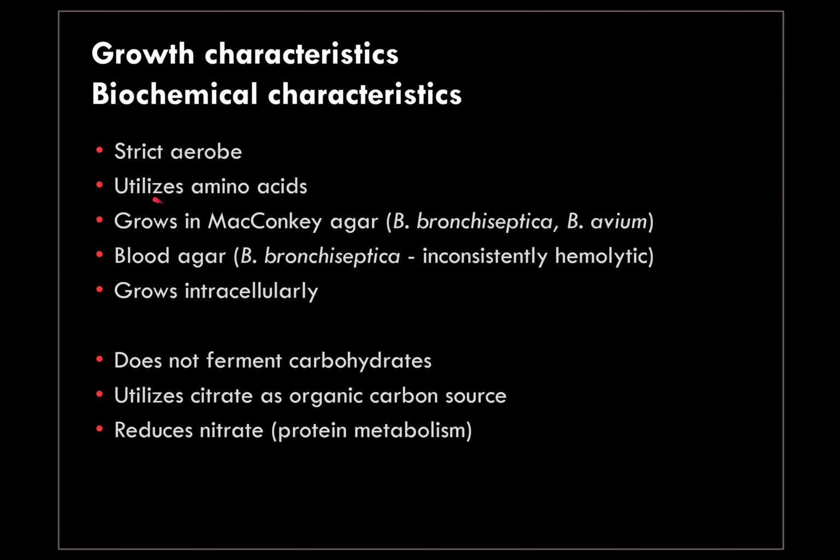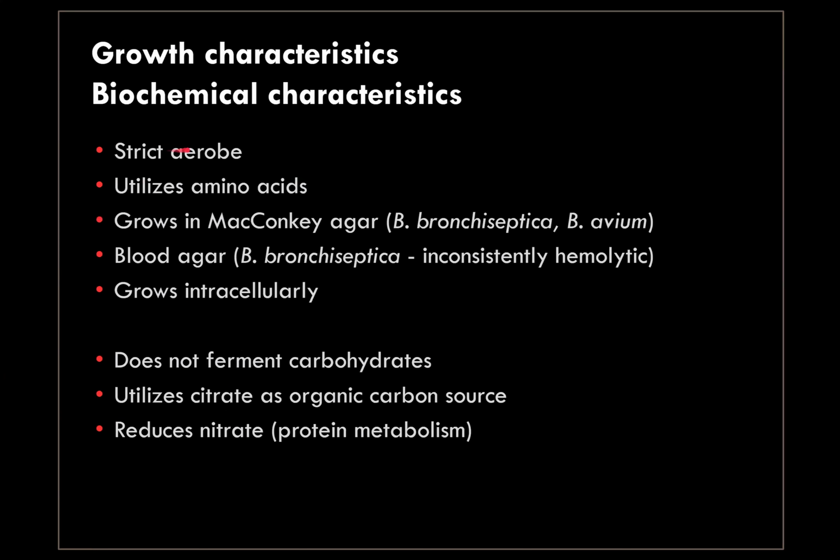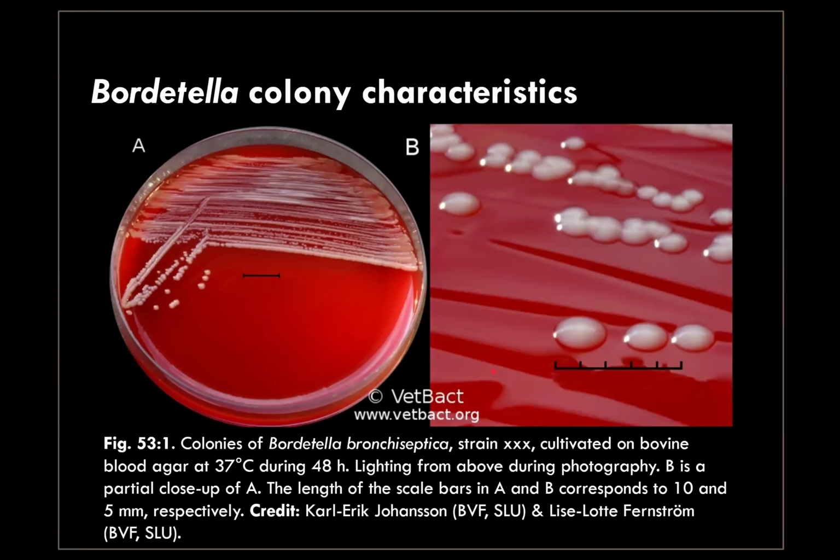It utilizes amino acids and grows on MacConkey, so it can be cultured in the lab. It can also grow on blood agar, and it can grow intracellularly, or inside of the cell. This bacteria does not ferment carbohydrates and utilizes citrate as an organic carbon source. So it will undergo protein metabolism. You'll notice that this is a common pattern: strict aerobes do not ferment carbohydrates. Instead, they undergo protein metabolism. They're on a keto diet.